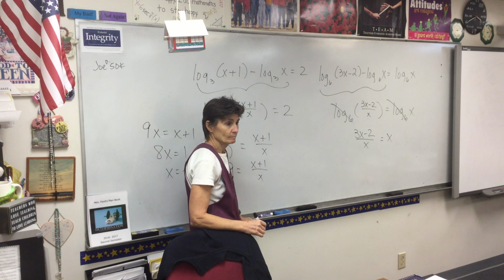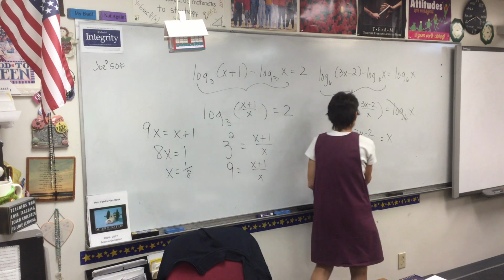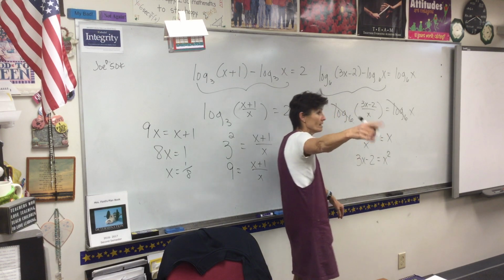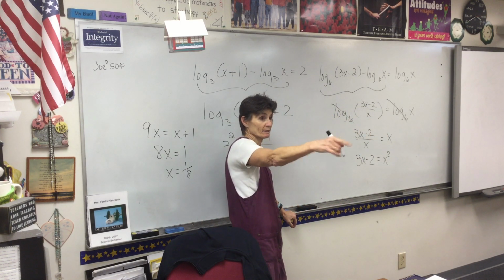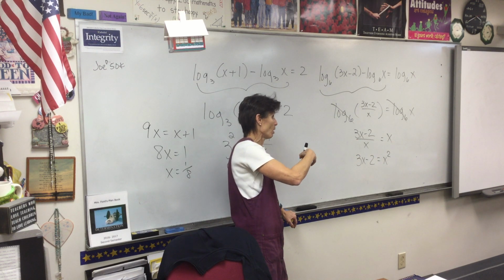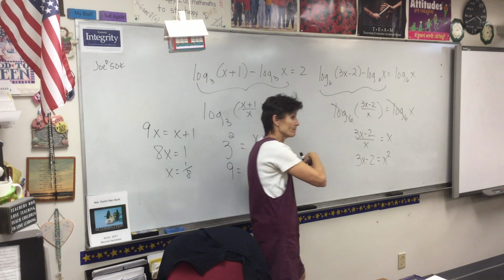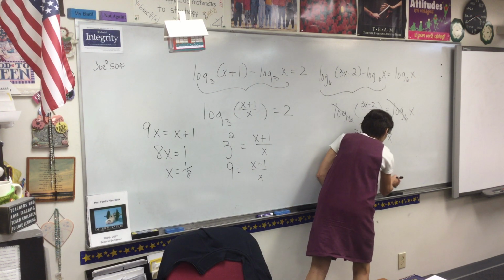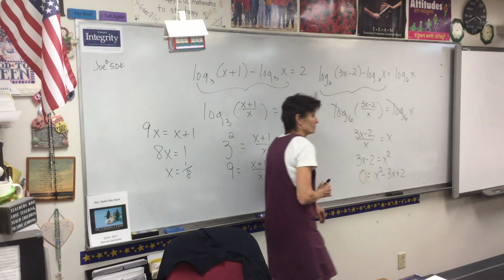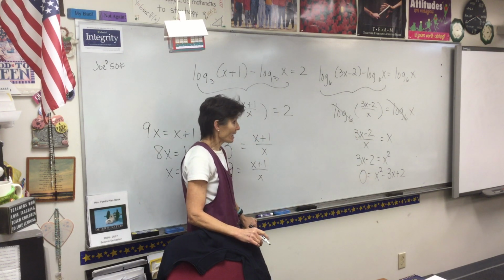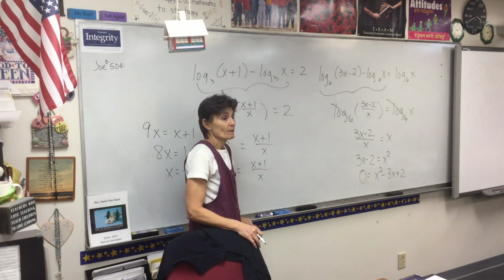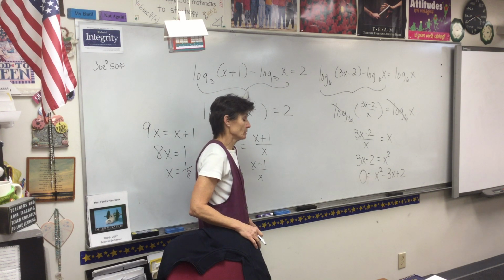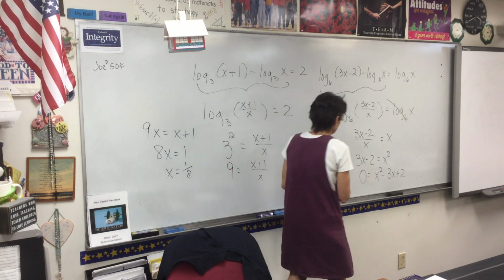Now what? Multiply by x. So 3x minus 2 equals x squared. Whoever was talking about the quadratic formula over here, we're in the ballpark because this is an x squared. So let's move everything over. So we'll have x squared minus 3x plus 2. That factors, doesn't it? If it factors, go ahead and factor it if you want. But could we use the quadratic formula if that's what we wanted to do? Absolutely. I think this does factor pretty easily.